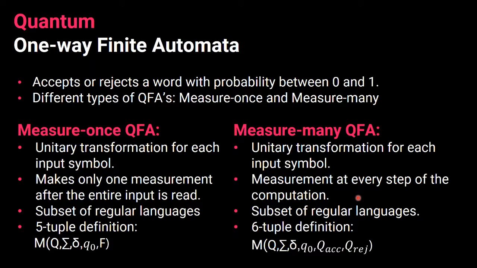Although the measure many QFA is known to be more powerful than the measure once QFA, it still only recognizes a subset of regular languages. And one-way QFAs are found to be less powerful than their one-way classical counterparts because of the subset of regular languages as opposed to all of the regular languages. However, we see that the one-way QFAs in some cases are able to be exponentially more space efficient than their classical counterparts.